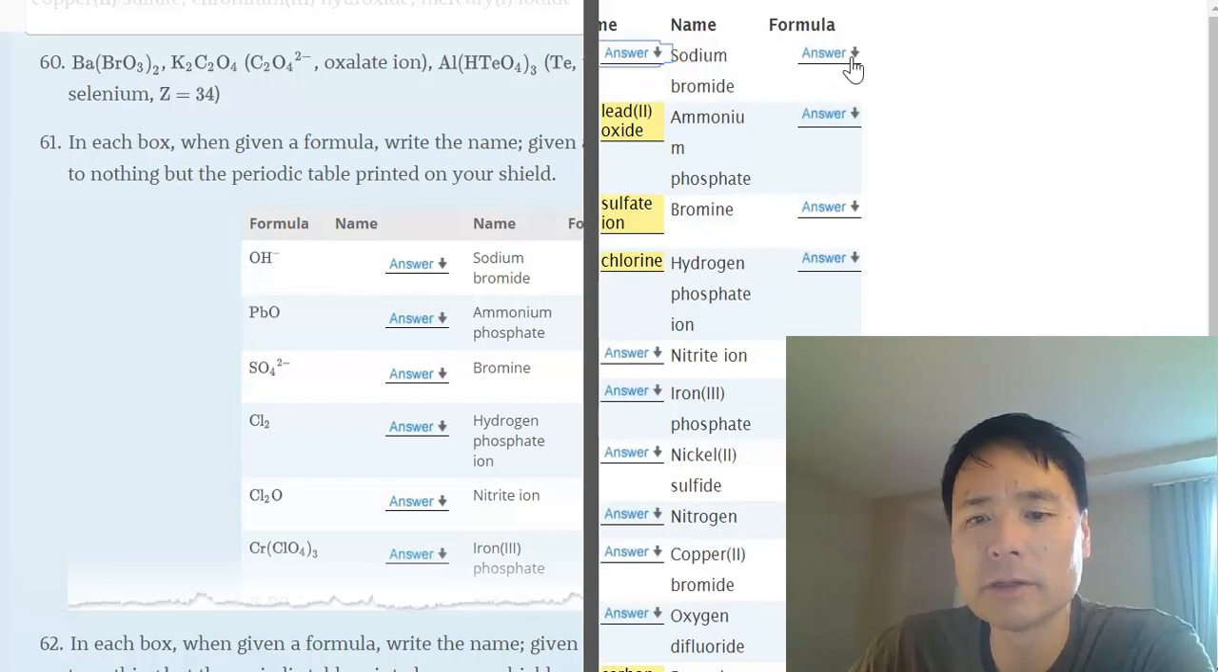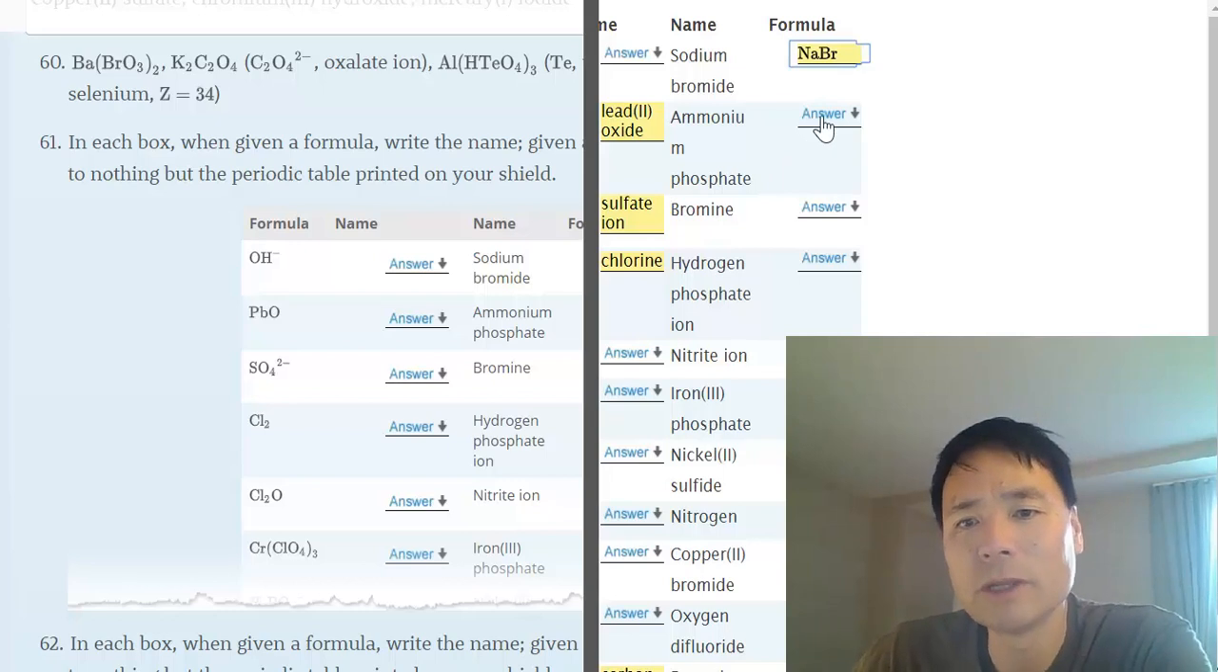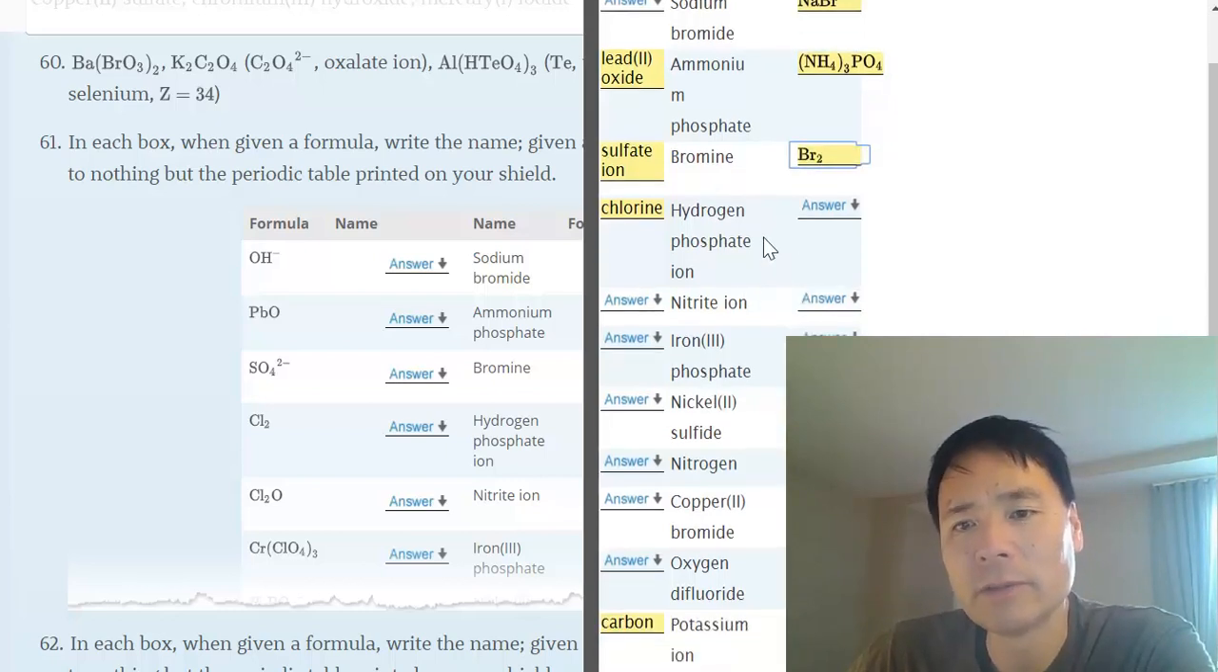Sodium bromide, Na is plus, Br is minus, NaBr. Ammonium is NH4 plus, phosphate is 3 minus, PO4 3 minus. So you need 3 ammoniums for every phosphate. Bromine's elemental, Br2, it's diatomic. Hydrogen phosphate ion. Okay, this is a monohydrogen, so HPO4 with a 2 minus.